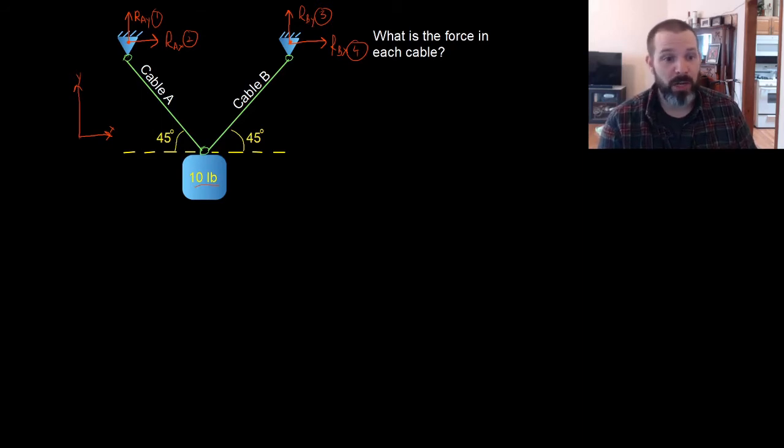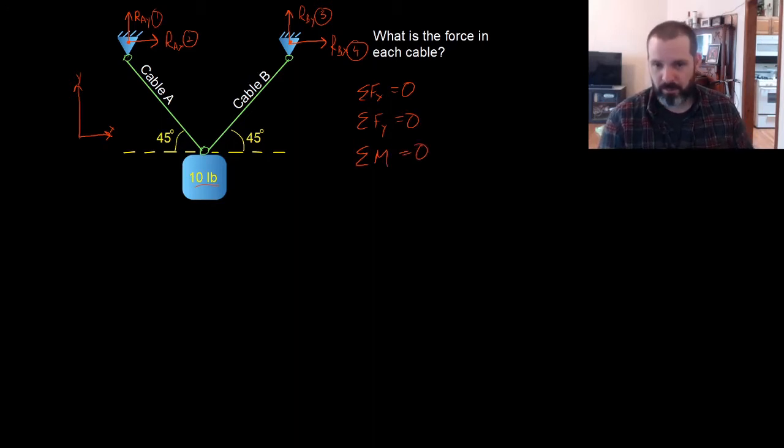This is a two-dimensional problem, so we have 3 equations of equilibrium. We can sum the forces in the x, and they will equal 0. We can sum the forces of y, and they have to equal 0. And we can sum the moments around a point, and all of those have to equal 0. Now here's the problem. If we have 4 unknowns and 3 equations, there is no possible way for us to solve for all of the unknown forces. So if we look at this cable system externally, there's no way we can solve for all the reaction forces.